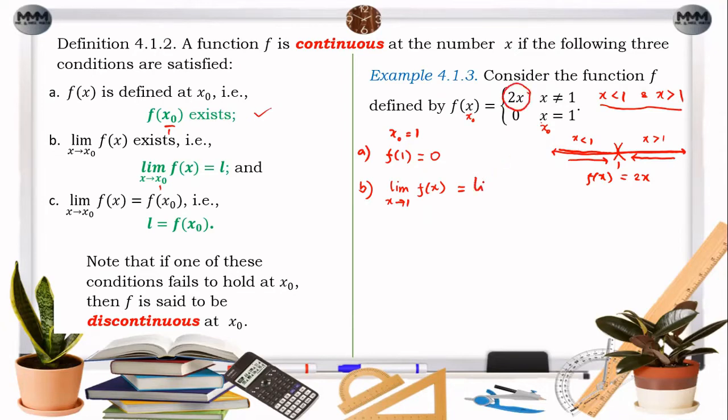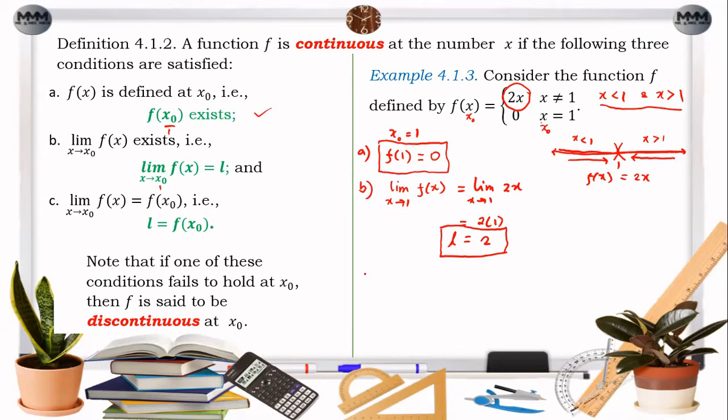The limit of f of x as x approaches 1, based on our given definition, is the limit of 2x, since f of x is equal to 2x when x approaches 1. Therefore, the limit of this is 2 times 1, which is equal to 2. And of course, this is our L. So that is the limit of f of x. Now we have L equal to 2 from our second condition, and from our first condition, f of 1 is equal to 0.